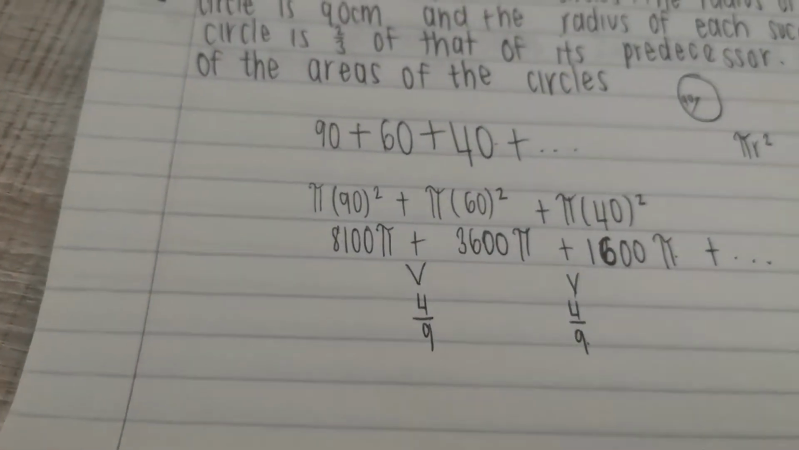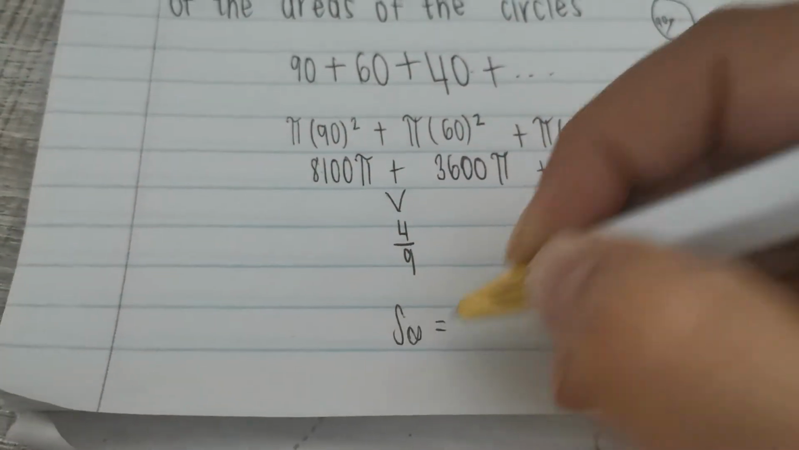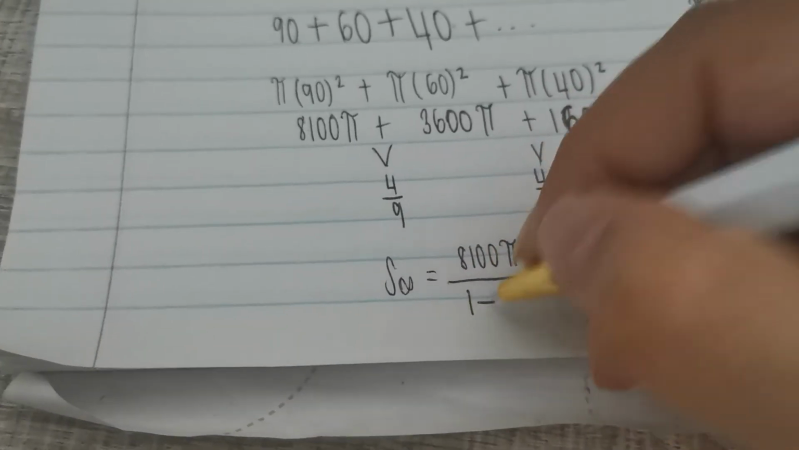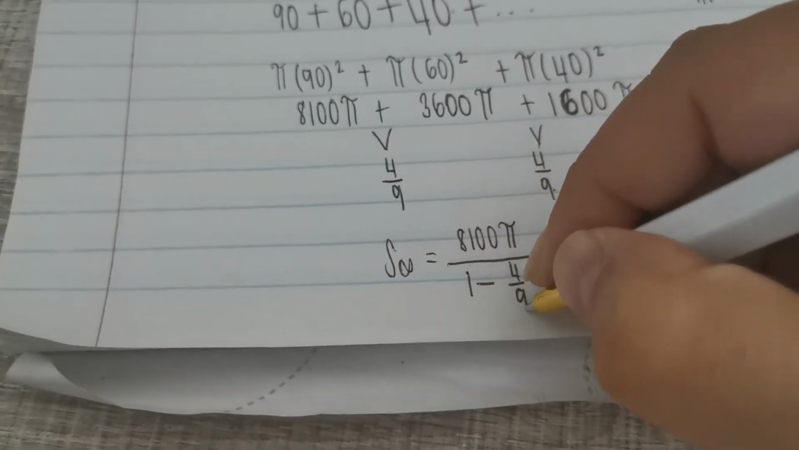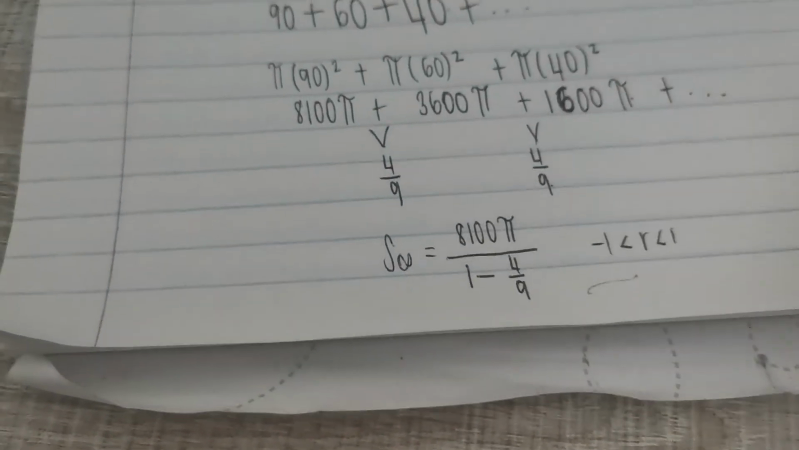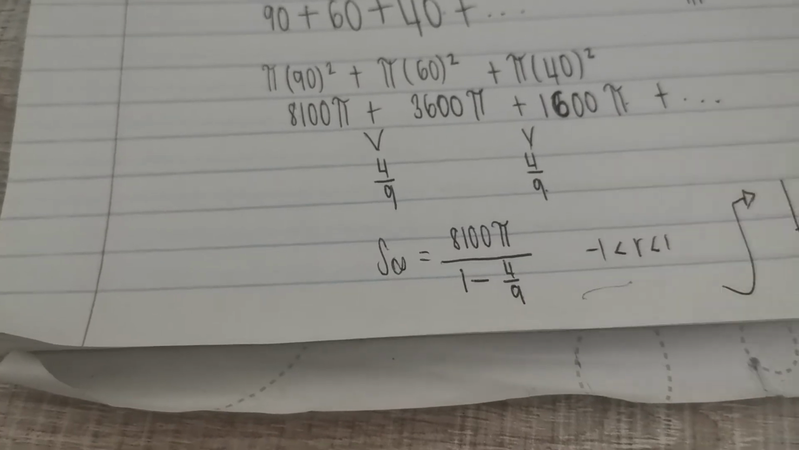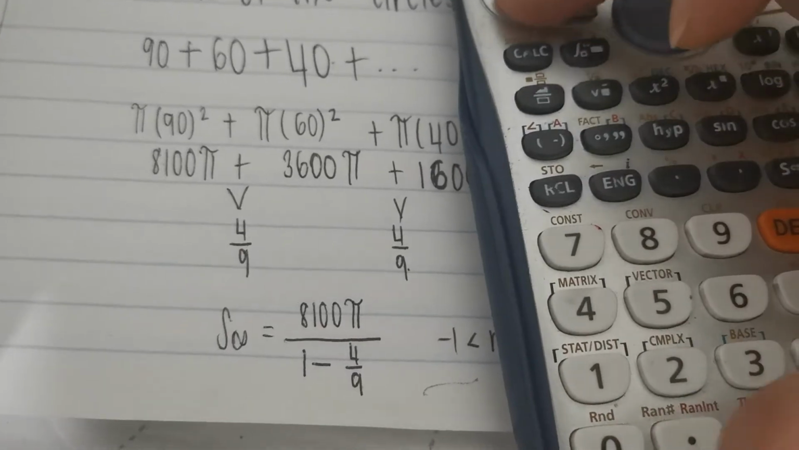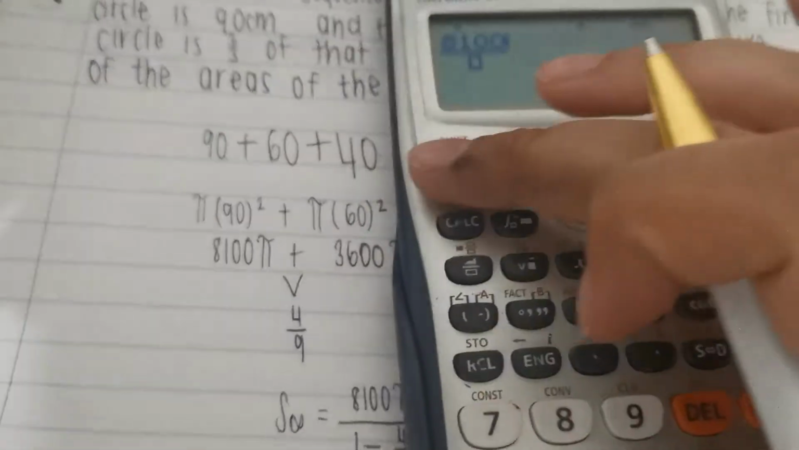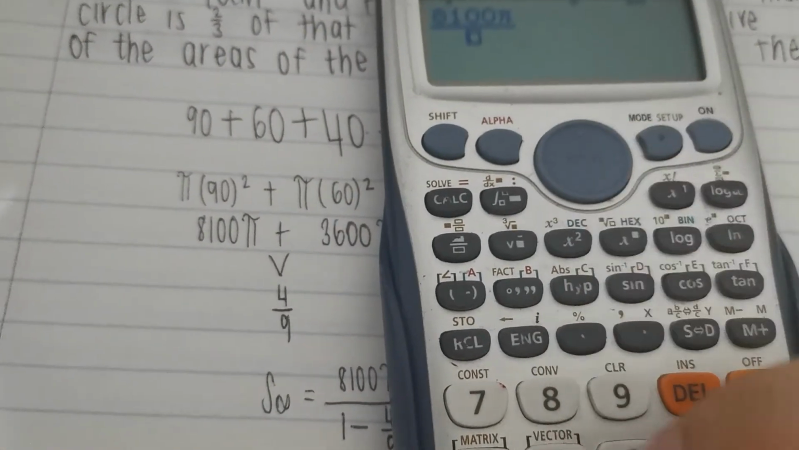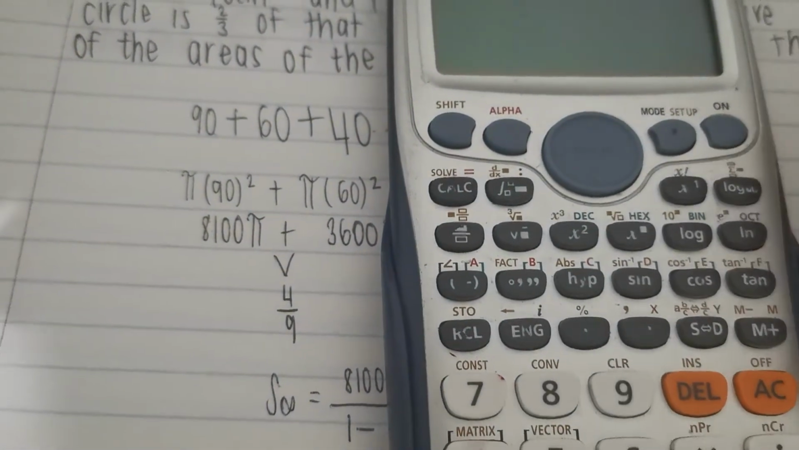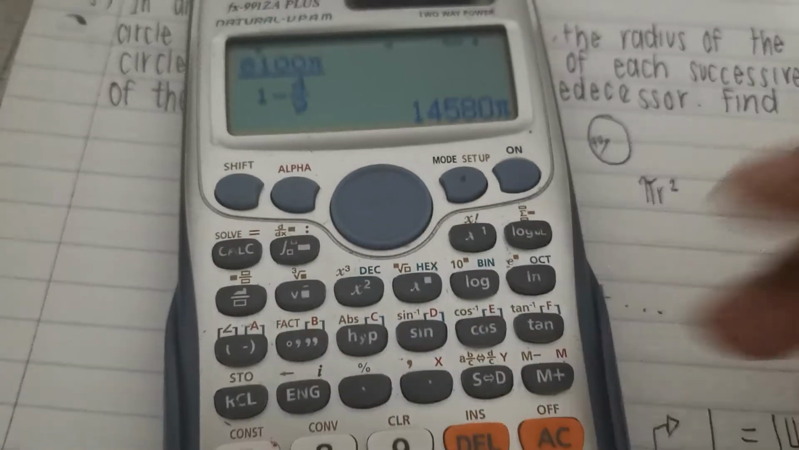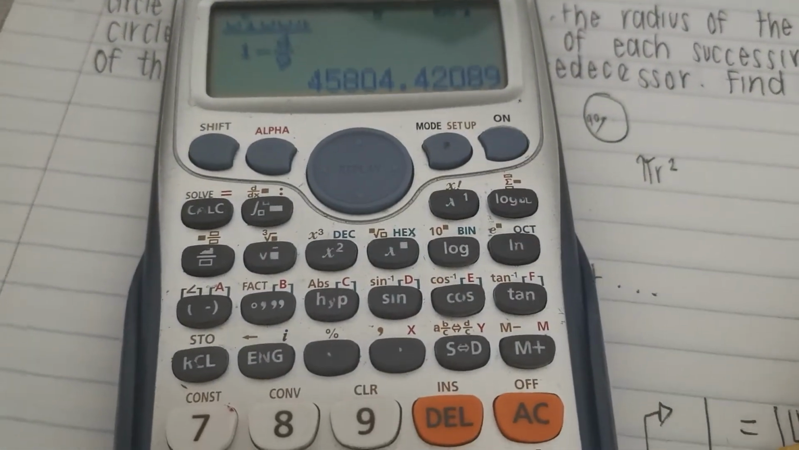My apologies. Now to work out the sum to infinity. We've got the first term with the pi over 1 minus the ratio. Ratio is between those values. And I'm going to get the answer over here, with the pi, don't forget it. Pi, 1 minus 4 over 9. So pi, and I'm going to press the SD button and round off to 2 decimal places.